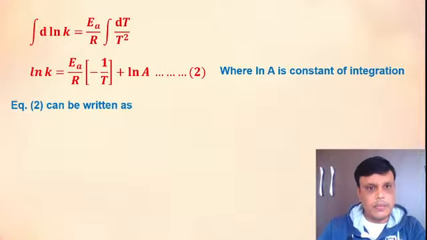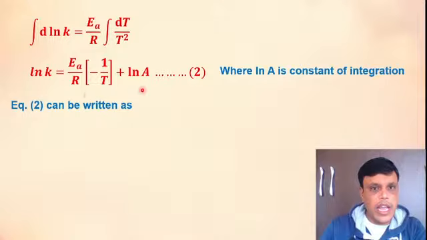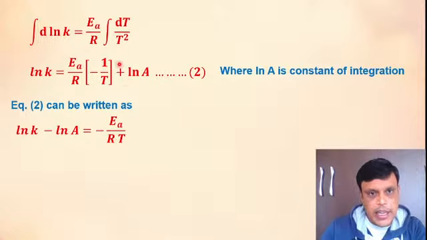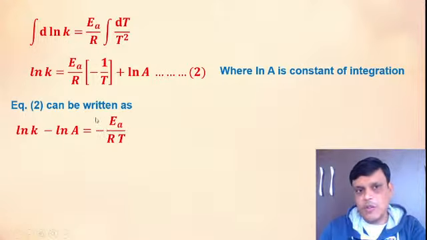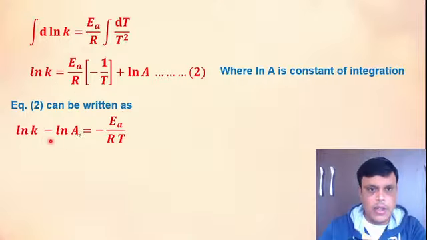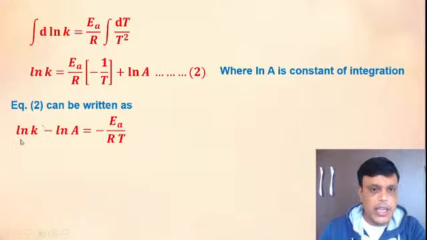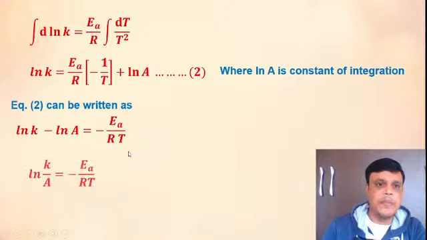Okay, then this equation 2 can be written as, so we will rearrange this equation. We will transfer this ln A to the left hand side. So lnk minus ln A is equal to minus Ea by RT. So after rearranging we will get this equation. In the first step we have transferred this ln A to the left hand side, and we have multiplied the two terms, Ea by R into minus 1 by T. So we will get lnk minus ln A equal to minus Ea by RT. Okay, now we will solve this.